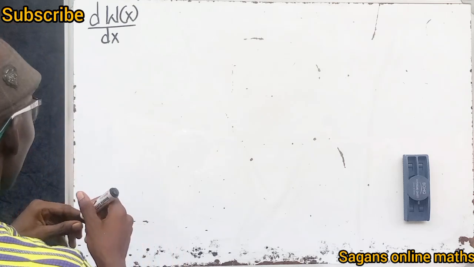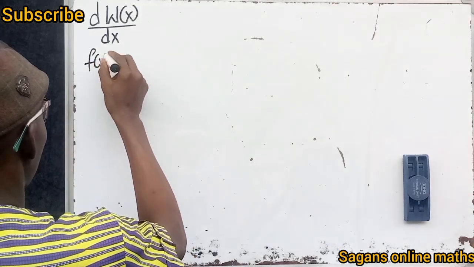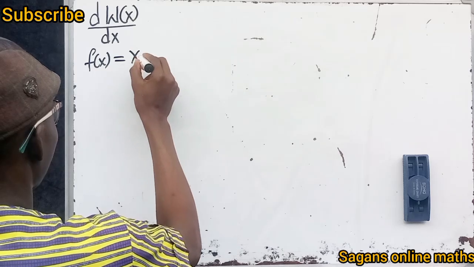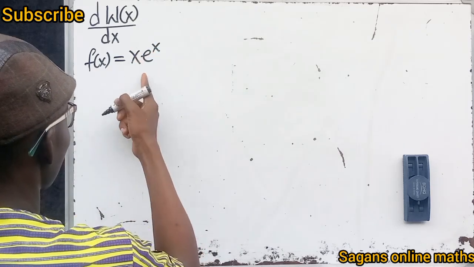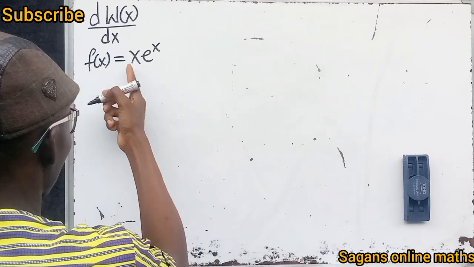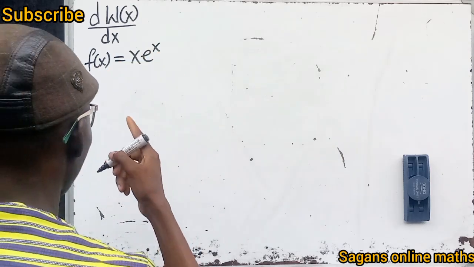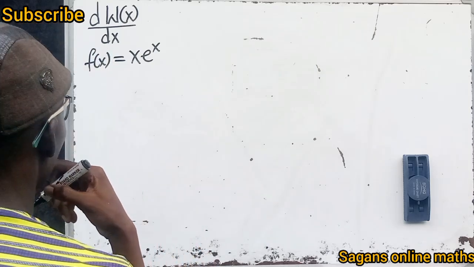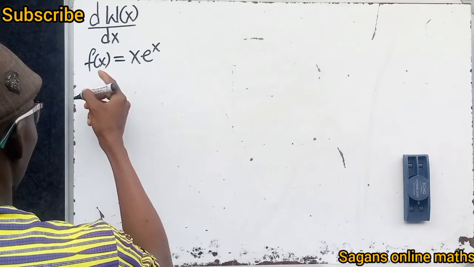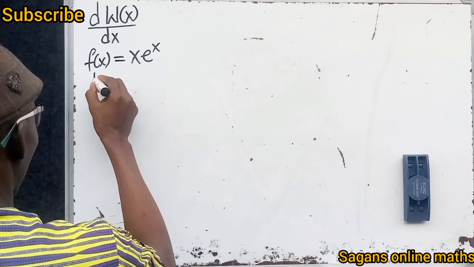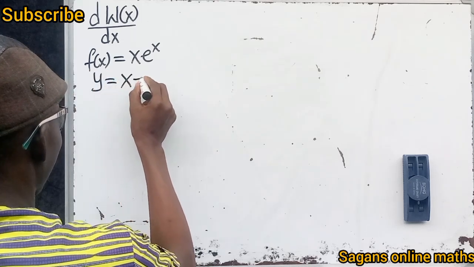Now if you have f of x equals x multiplied by e to the power of x, this is a function. If you're asked to find the inverse of this function, do you know what you're going to do? Let's find the inverse of this function. Know that f of x is y equals x multiplied by e to the power x.